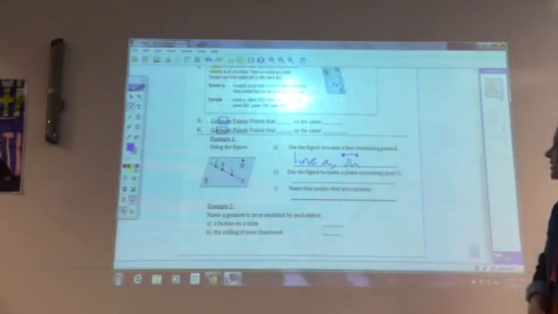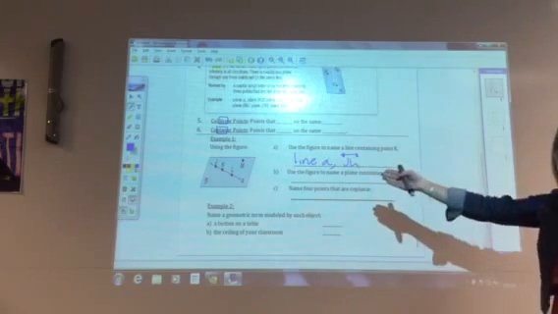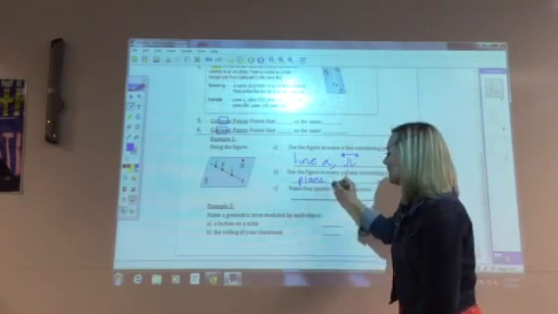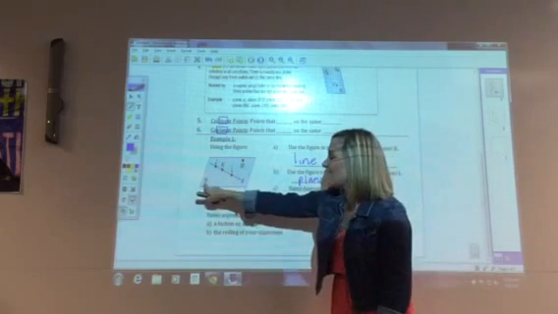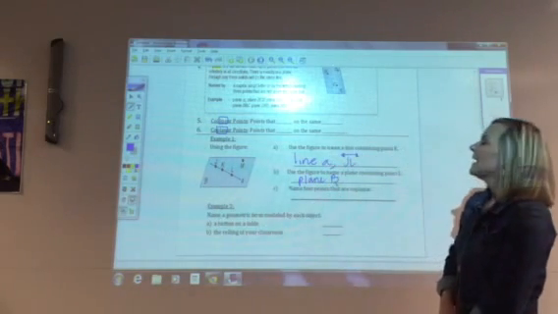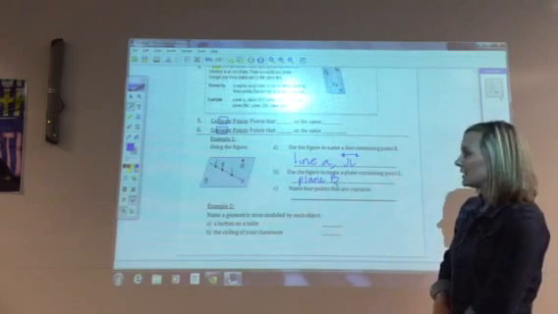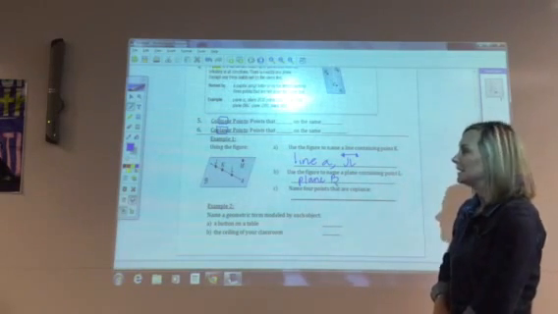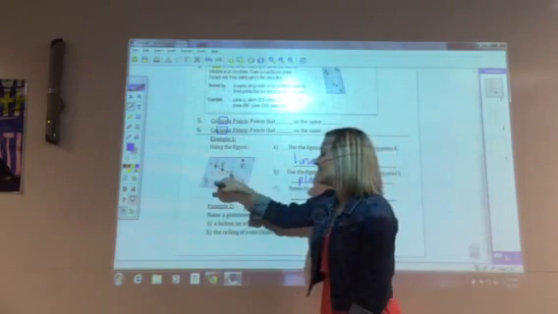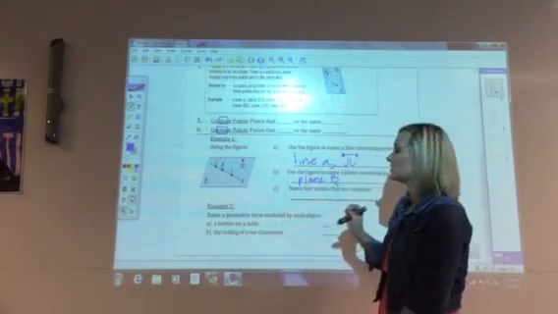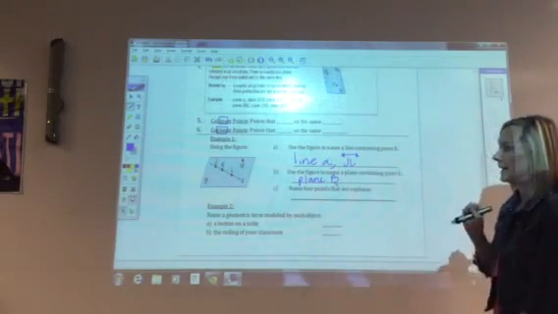B says, use the figure to name a plane containing point L. Obviously, there's only one plane here. I could call this plane B, because remember, we've got that capital cursive letter over here. I also could use any 3 non-collinear points to name that plane. So I could call it plane JLM if I want to, and the order of that does not matter, as long as there are 3 points that are not on the same line.